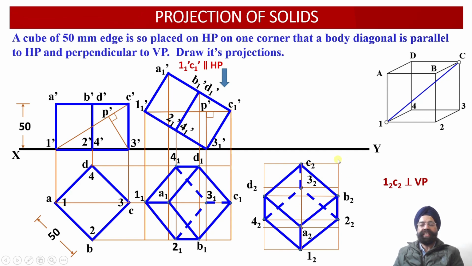So this way, this is the construction of the orthographic top view projections of a cube which is oblique in nature, that is inclined to HP and inclined to VP. Inclined to HP at this angle, inclined to VP at an angle of 90 degree. Now, having obtained the top view projections of this cube, now we are required to obtain the front view orthographic projections of this oblique cube over here.